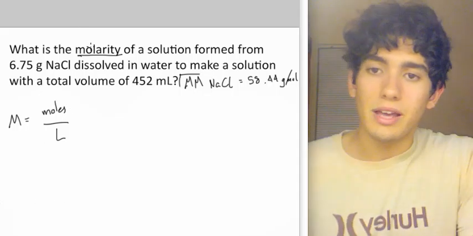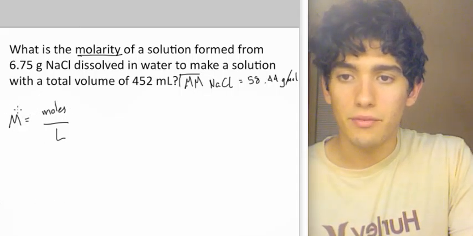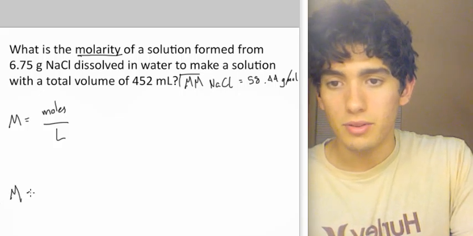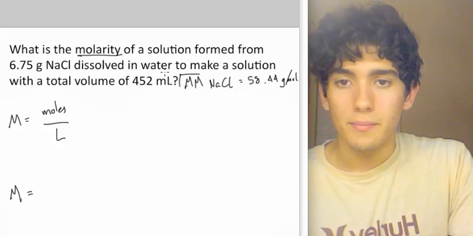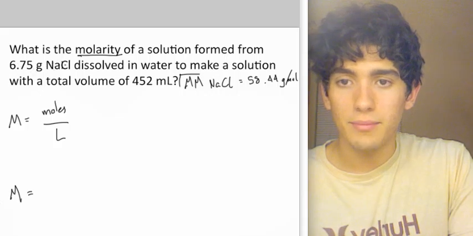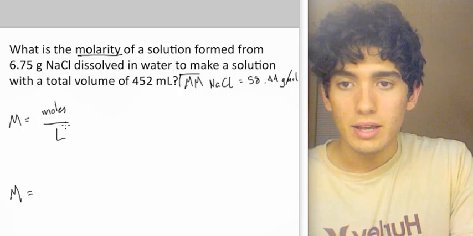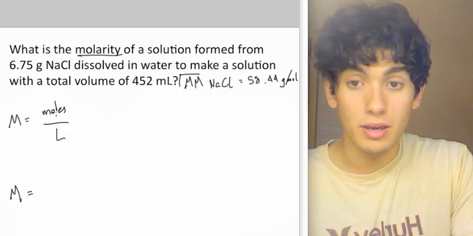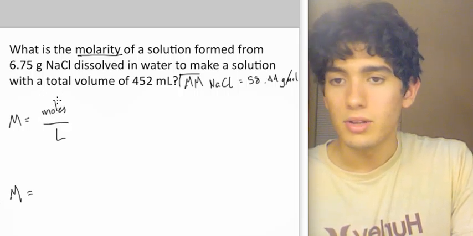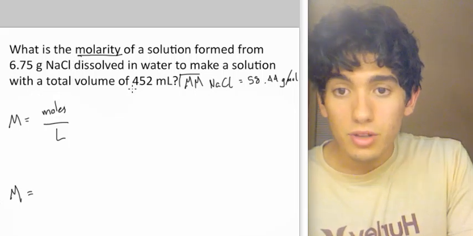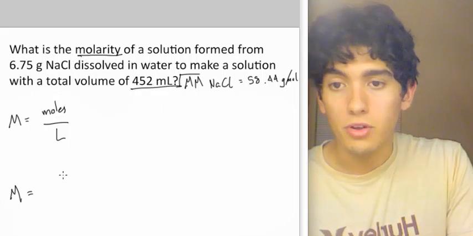So, it's asking us for molarity, a big variable, which is nice and comfortable. That's what we're looking for. We have 6.75 grams of sodium chloride, so this is what we're going to be converting into moles. That sounds tough, but don't worry, we've been doing it in class already all year. So this shouldn't be too hard to calculate. And it also gives us our volume.